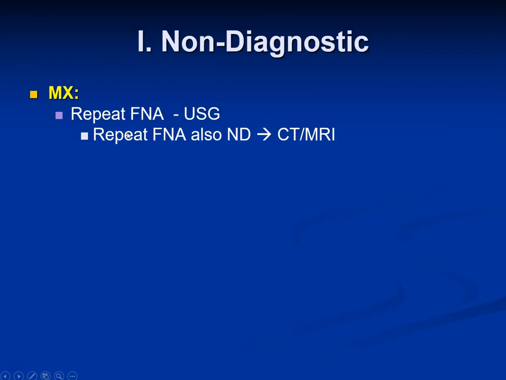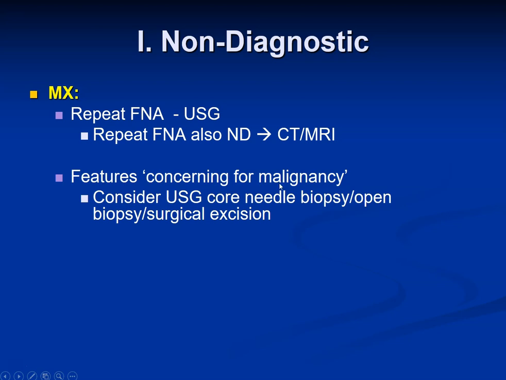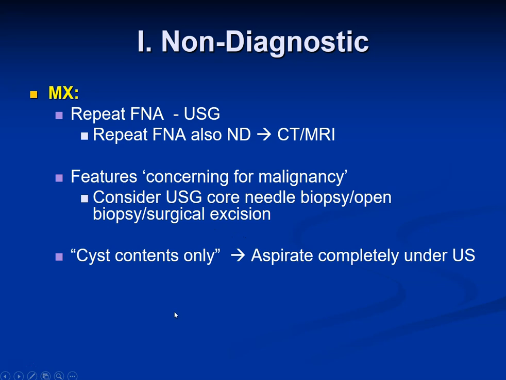The management is repeat FNA under ultrasound guidance. If the repeat FNA is still non-diagnostic, then definitely imaging can be recommended. If there are any features that are concerning for malignancy, clinically or radiologically, an ultrasound-guided core needle biopsy, histologic biopsy, may be suggested, or even an open biopsy or surgical excision. In the context of cyst contents only, the recommendation is to aspirate completely under ultrasound guidance, and of course, also targeting any solid areas that are residual.